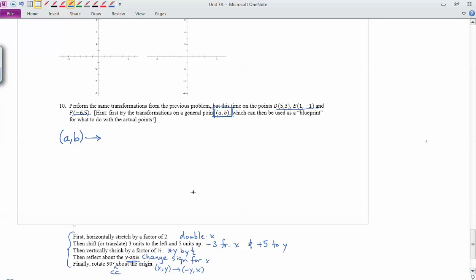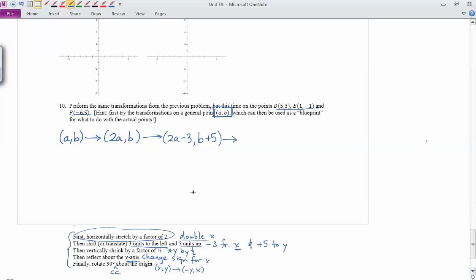So the first thing was stretch it by 2, which means double the x value. So that's going to turn into (2a, b). And then we're going to go 3 to the left and 5 up. So I've got to subtract 3 from the x value, so 2a minus 3, and then add 5 to the y value. So b plus 5.